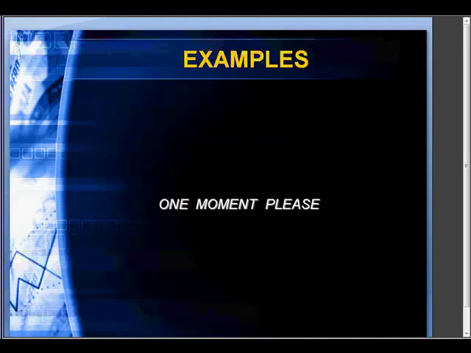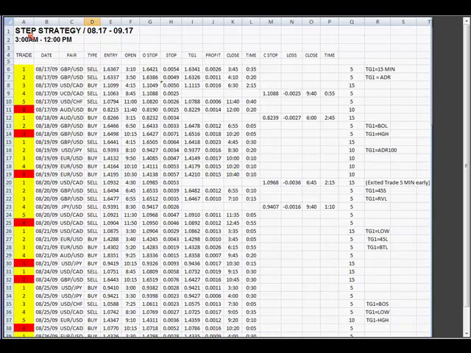Let me show you one other thing that you may find beneficial, and that is a tally of the results. This is, well, I have to change this. It was called the step strategy initially, but it's really the 30-80 now is what we're calling it. And I started one month ago. On the 17th of last month, I formally began documenting every single trade.